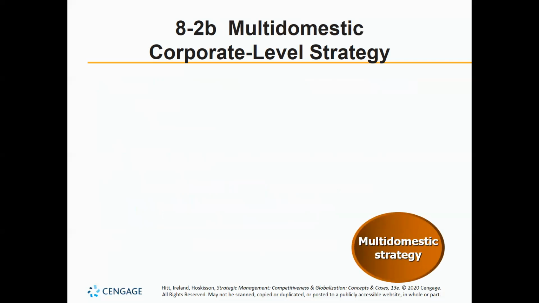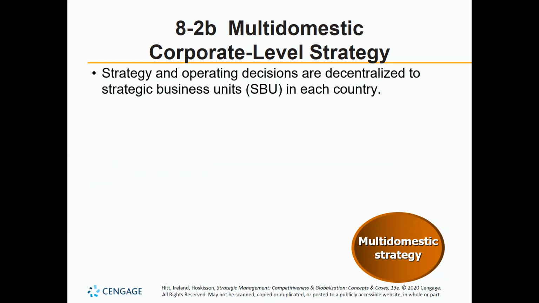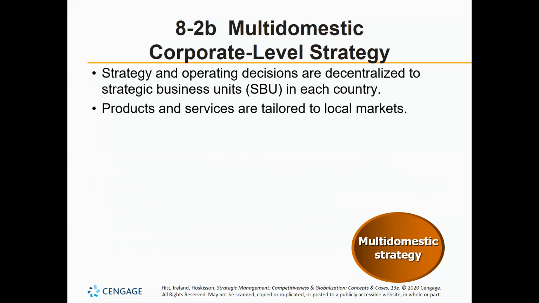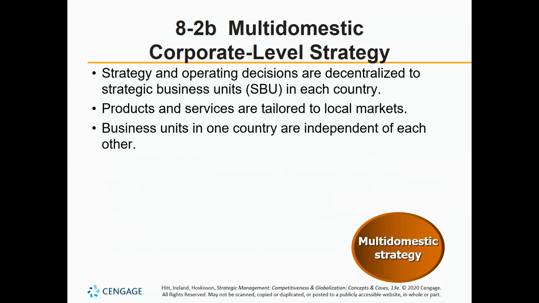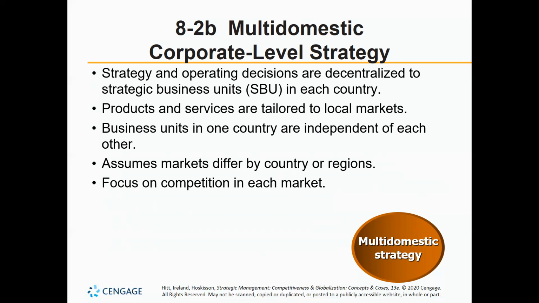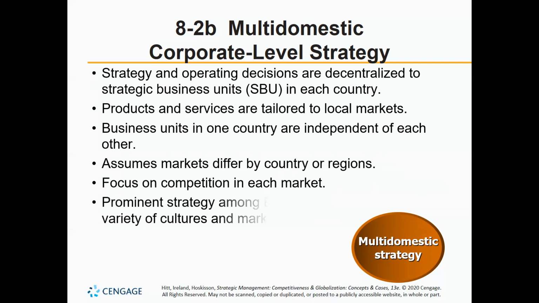So we'll first talk about a multi-domestic strategy. So this is one where strategy and operating decisions are decentralized to strategic business units in each country. Products and services are tailored to local markets. Business units in one country are independent of each other, and this assumes that markets differ by country or regions. The focus here is on competition within each market. What do you have to do? How much do you need to respond to each individual market in order to be competitive? So this might be a prominent strategy among European firms due to broad variety of cultures and markets in Europe.